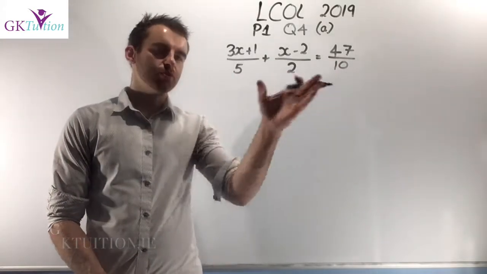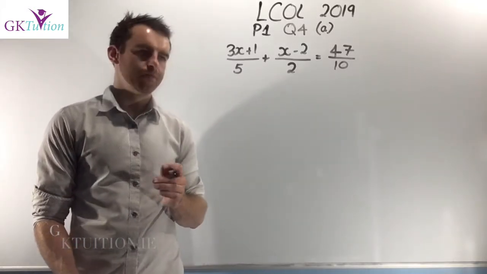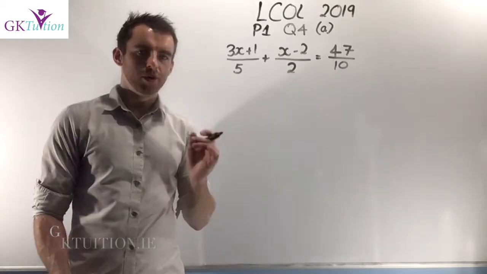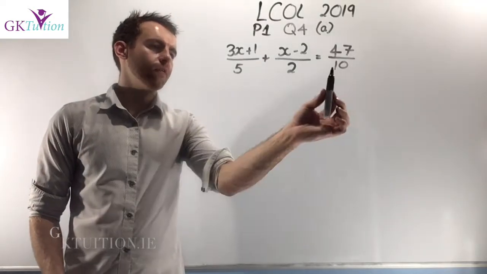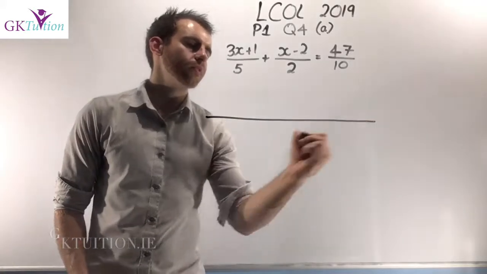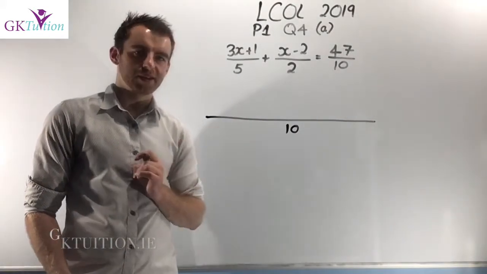If you are adding or subtracting fractions, the easiest thing to do is to get a common denominator. So I need to find a common denominator for these three fractions. Or in other words, I need to find the smallest number that 2, 5 and 10 will divide into. Clearly the smallest number that 2, 5 and 10 will divide into is 10. 10 is the common denominator in this scenario.